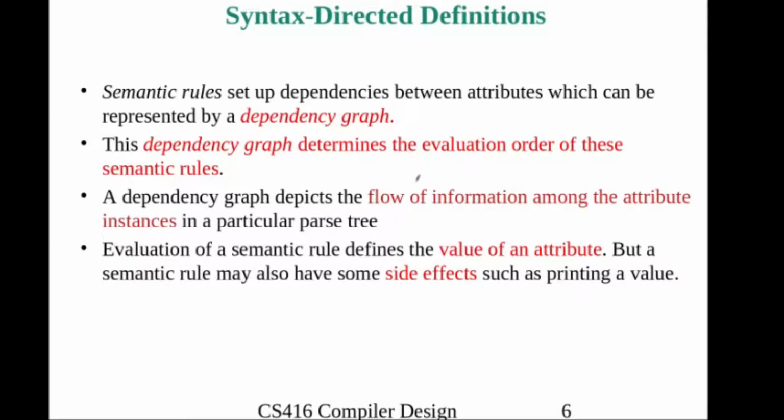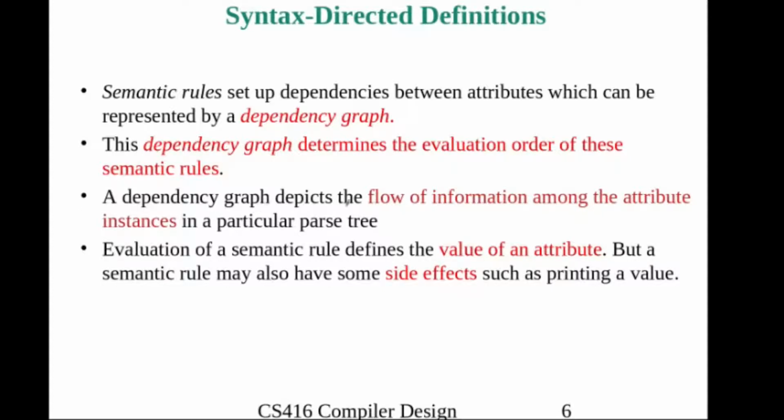The dependency graph determines the evaluation order of the semantic rules. Once you finish the dependency graph and perform the topological sorting of it, you will get an evaluation order of the semantic rules. We know what topological sorting is: we can sort a graph in a particular way, and that is called topological sorting. After performing the topological sorting, you will get a list of nodes of the graph, and that list gives you the order of evaluation of the semantic rules.